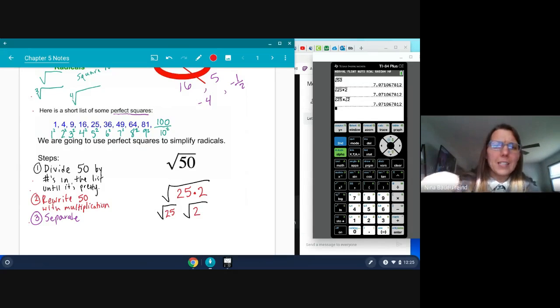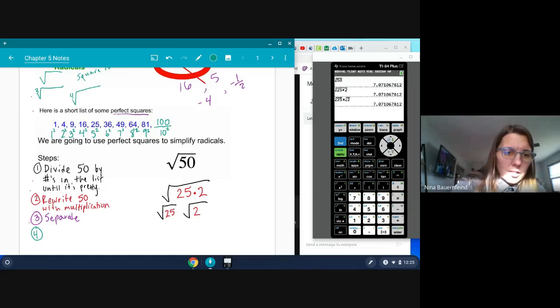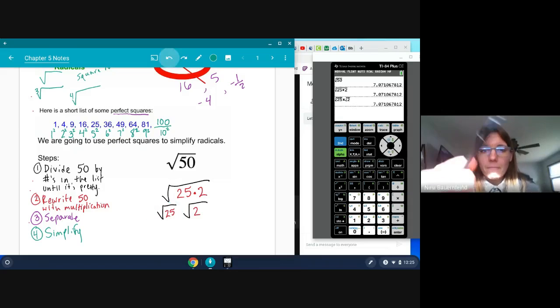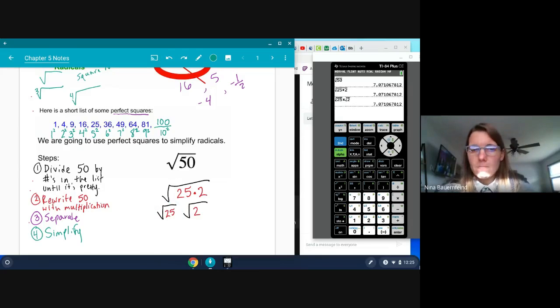And here's the last step. I'm really breaking this down for you guys just so that you don't possibly miss anything. The fourth step is to simplify. So what is the square root of 25? Do you guys know?